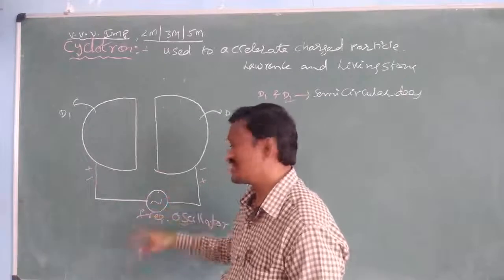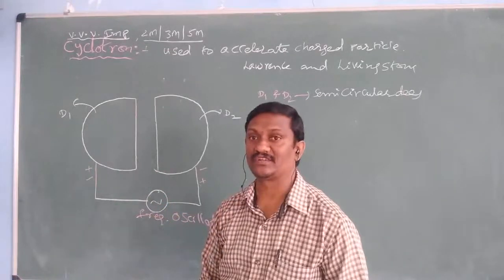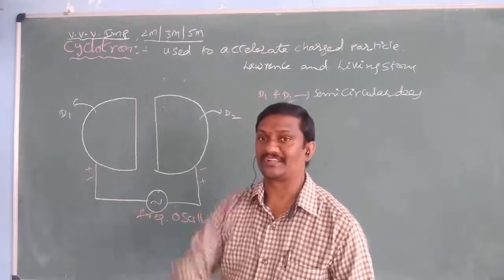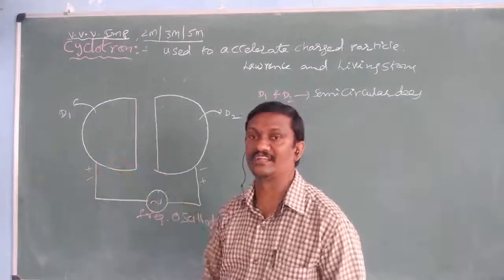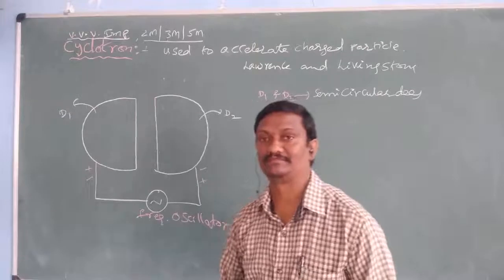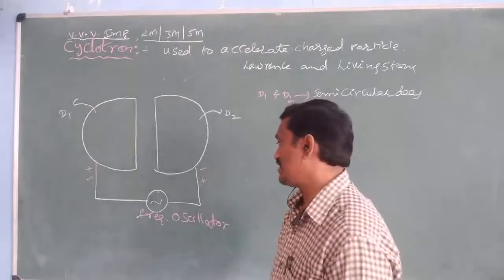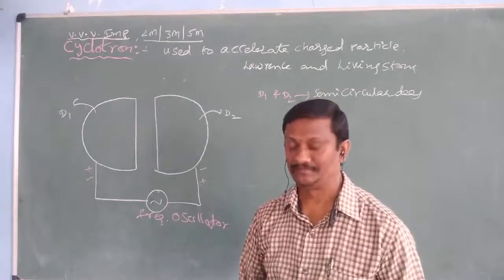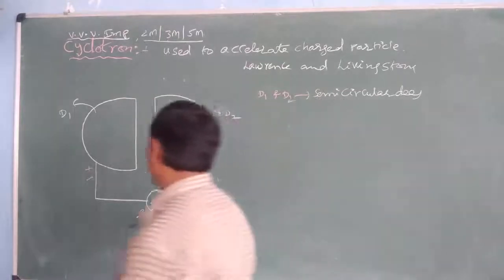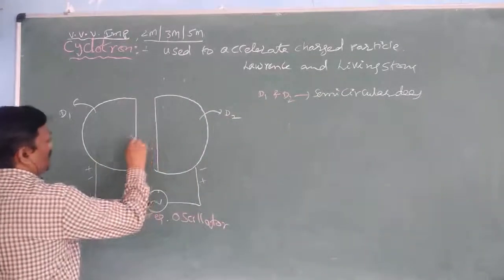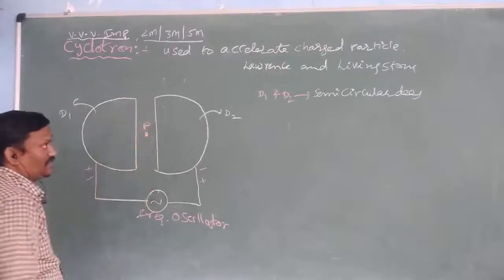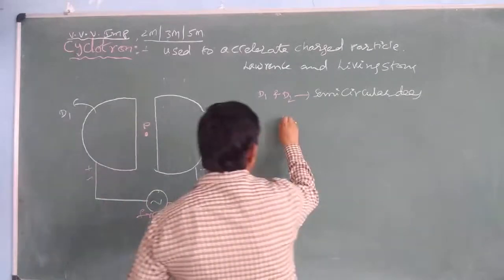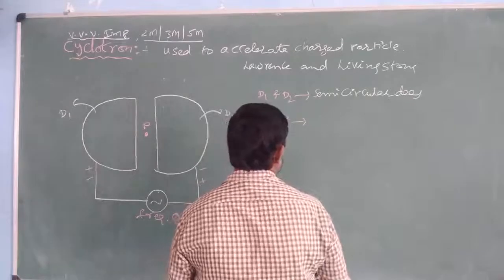So that's why it is called a frequency oscillator. It is also called a polarity oscillator. Every time the polarity will be oscillating, changing at regular intervals of time. So that is the use of this frequency oscillator. And one more important point: here P, between the semicircular disks, is called the source of charged particles.